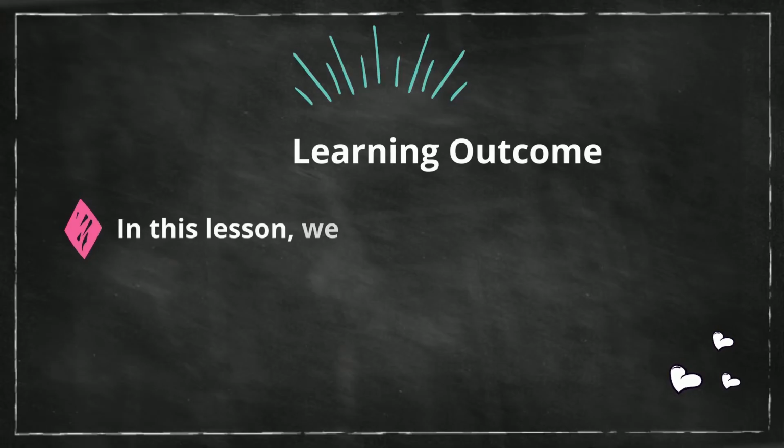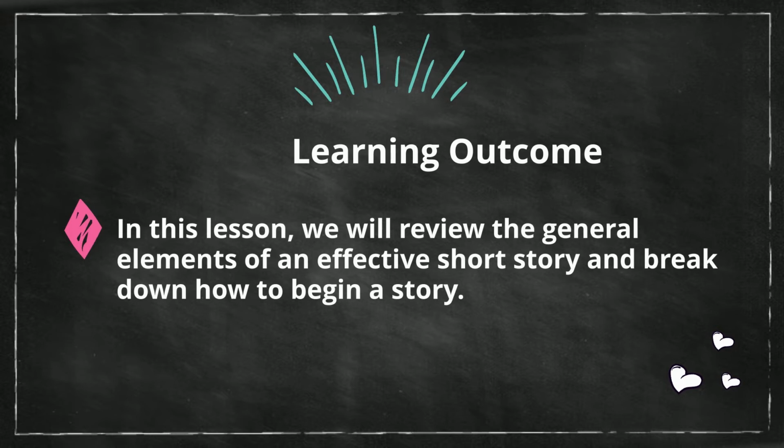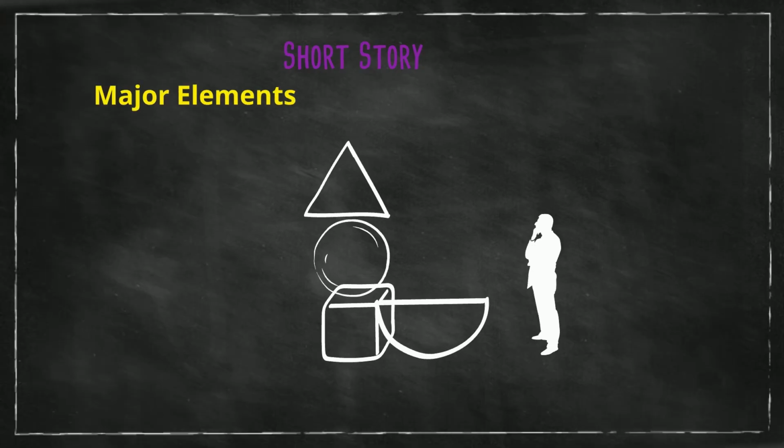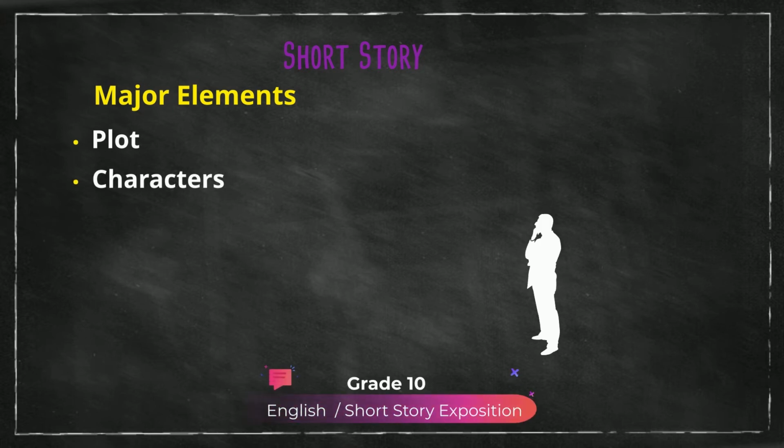In this lesson, we will review the general elements of an effective short story and break down how to begin a story. An effective short story manipulates the major elements. Plot, a series of events. Characters, the people or things that take part in the plot. And an effective short story suggests a theme or a generalization about life.